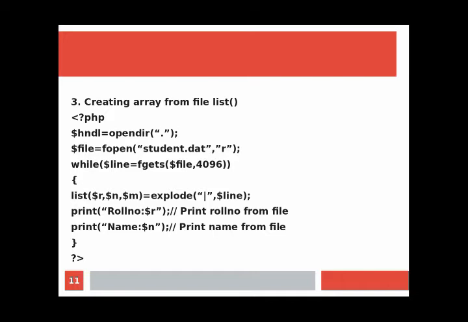Next statement, print within double quotes name colon $n. Here it will print the name from the file, that is the student.dat, and end of the while loop, and here end of the PHP program. So it will continue until the condition is satisfied.